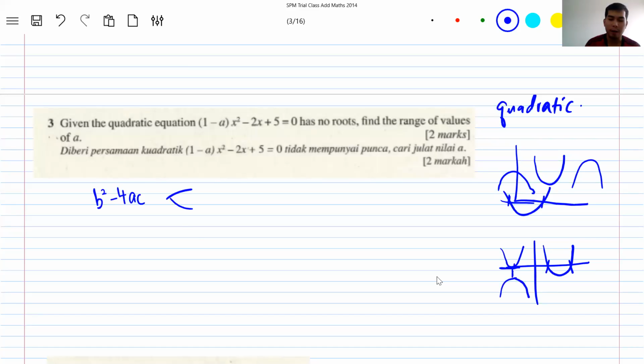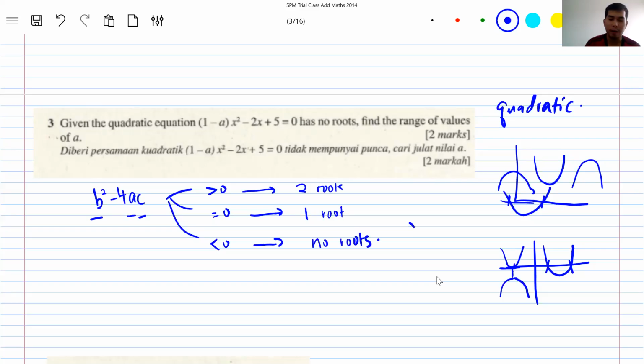Okay, you have 3 types, right? You have more than 0, equals to 0, and less than 0. If the b squared minus 4ac of the equation is more than 0, that means it has 2 roots. If it's equals to 0, that means you have 1 root. And if it's less than 0, it has no roots. And then in quadratic equations, it is important to know what is a, what is b, and what is c. In all quadratic equations, they come in the form of ax squared plus bx plus c, right?